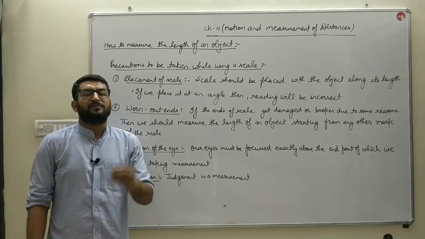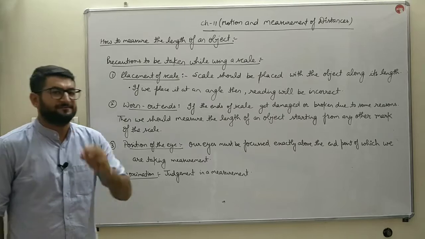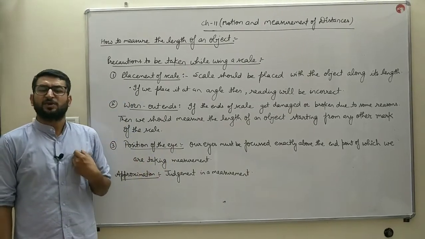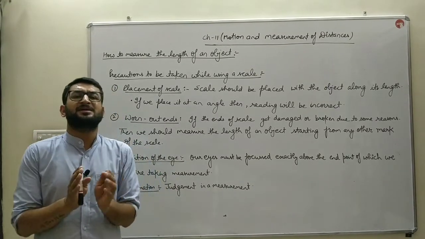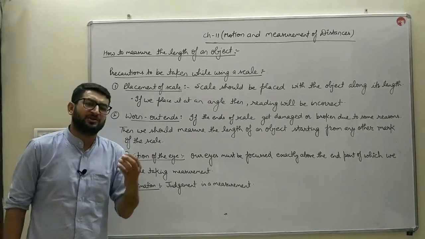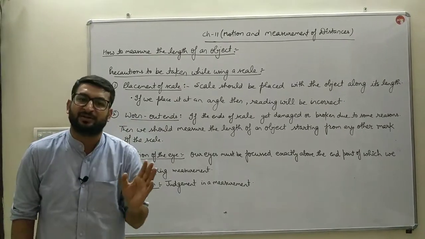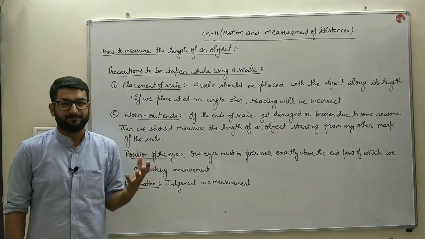Children, we are discussing chapter 11 of your book, that is motion and measurement of distances. In this, the topic which we have discussed was measurement. What is measurement? Measurement is the comparison of a physical quantity of an object with respect to a standard unit. That comparison is known as measurement.